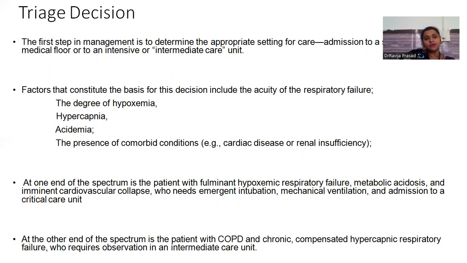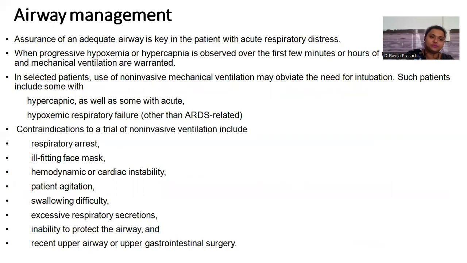So first, how you are going to manage this is by the triage decision. In the triage decision, as soon as possible, if the patient is in respiratory failure, you need to admit the patient to the intensive care unit or the intermediate care unit. Then you need to find out the cause of the respiratory failure, whether the patient has a degree of hypoxemia, hypercapnia, or acidemia. Then you need to rule out whether the cause is cardiac disease or renal insufficiency or a respiratory cause. Then according to that, you need to put the patient on different kinds of treatment methods. So that is the triage decision.